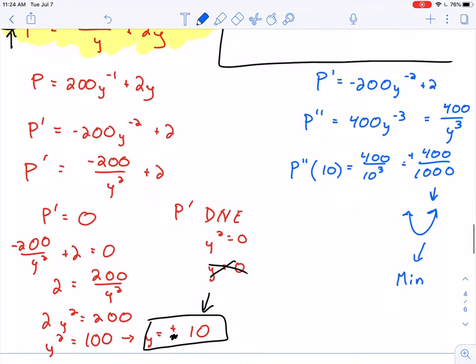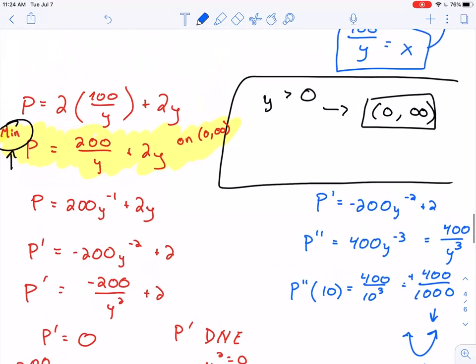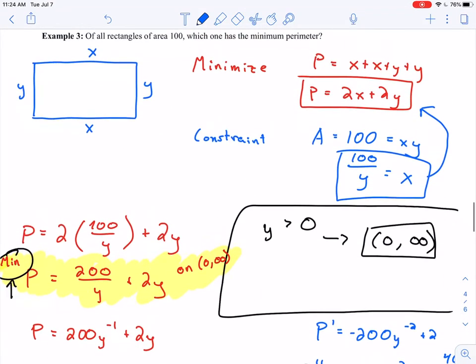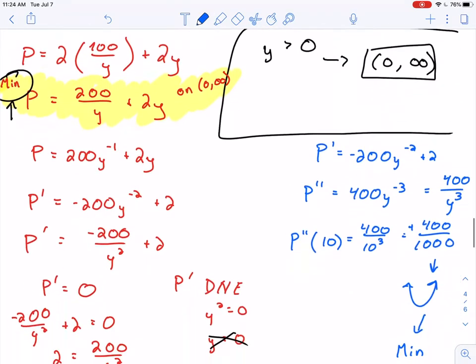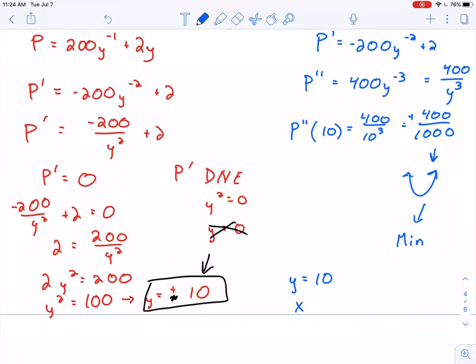We say y equals 10. So one of the dimensions is y equals 10. The other dimension, remember, we can always go back to our constraint. So we can always go back to 100 over y is equal to x to solve for the other dimension. So we're going to take 10, plug that in for y. So x equals 100 divided by y. Oops, we said y was 10.